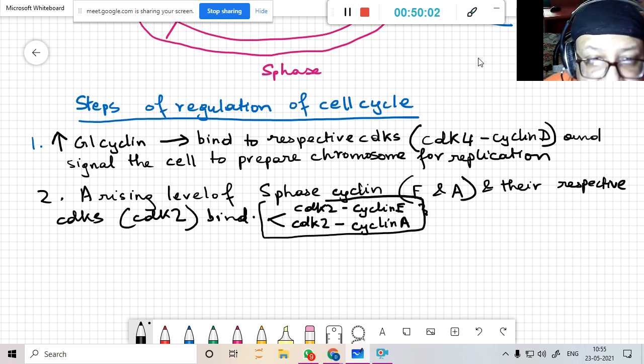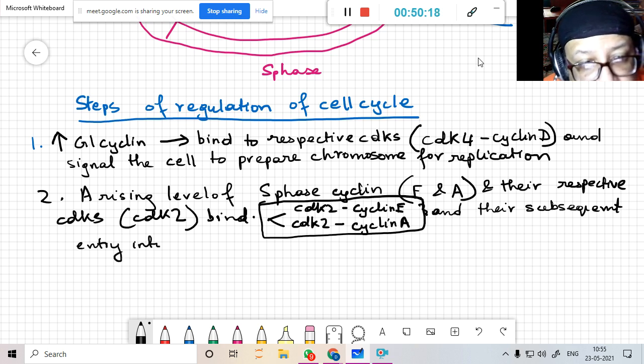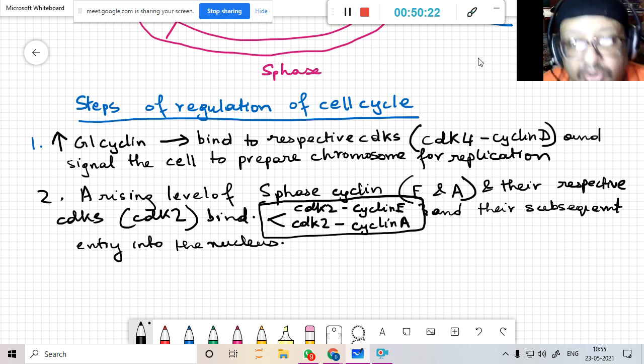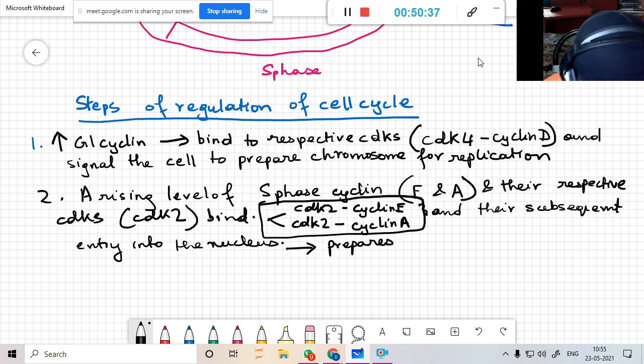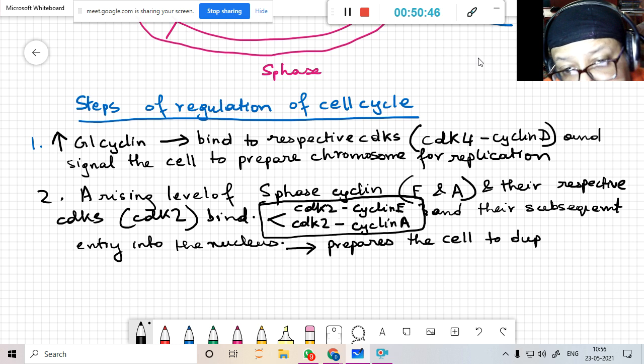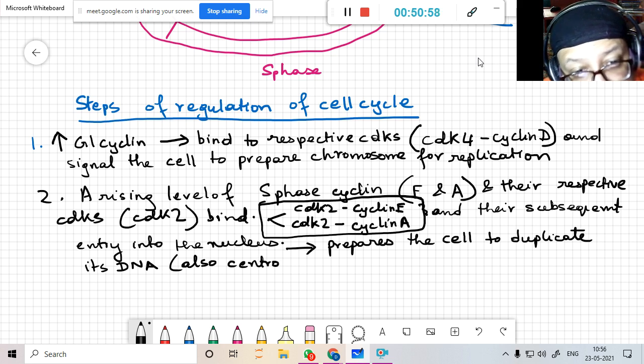I keep them in brackets over here for you to understand later. And their subsequent entry into the nucleus. So all these activities were taking place in the cytoplasm, so they now enter into the nucleus. So what it does is, this prepares the cell to duplicate its DNA, also the centrosome.